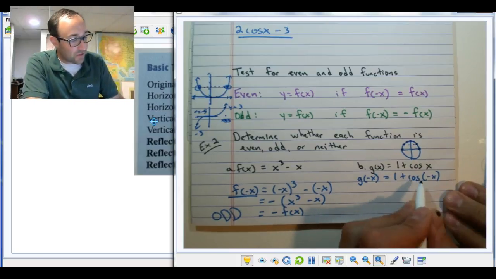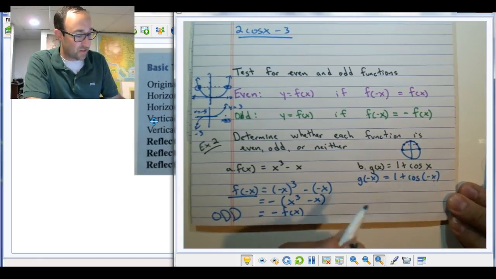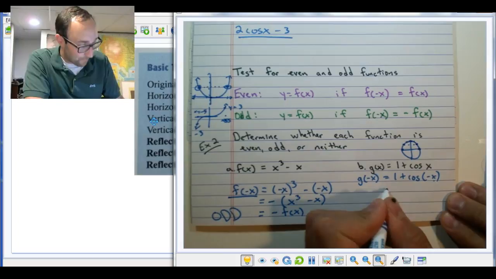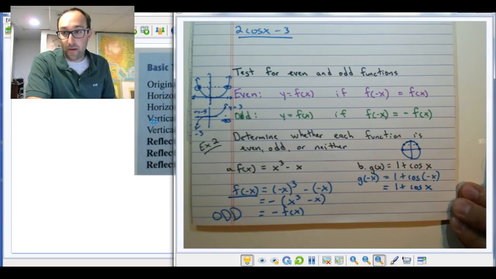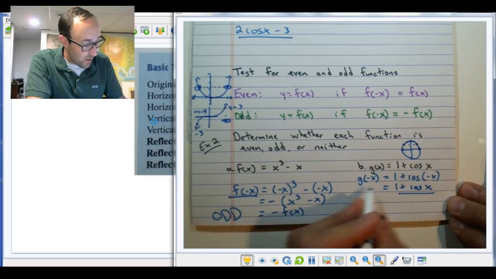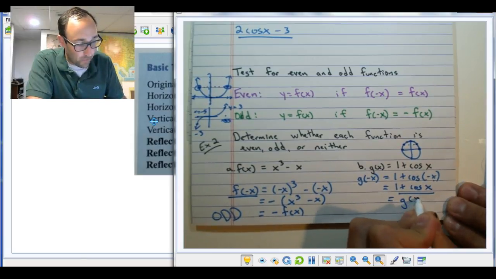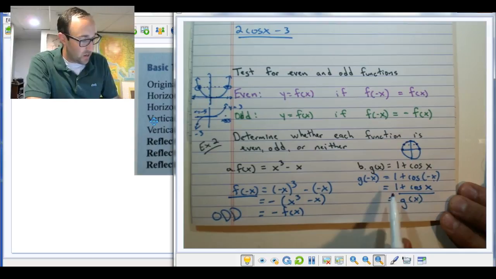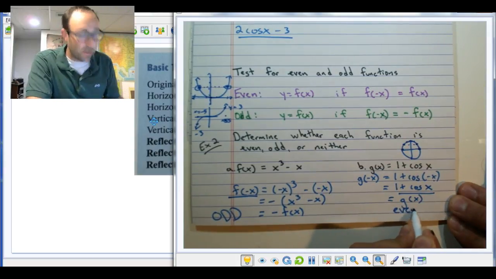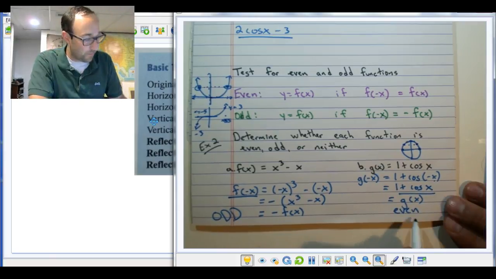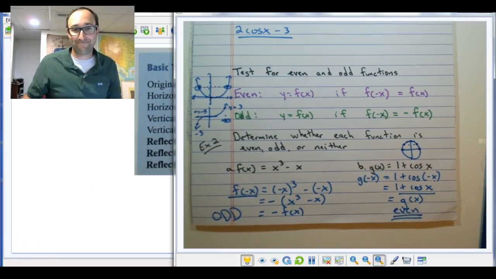All right, so the cosine of negative x is the same as cosine of positive x. So we can say this is 1 plus cosine of x, which is the same as g of x. So the negative is the same as the positive. We're going to say that this one is an even function. All right, there you go. Good luck.